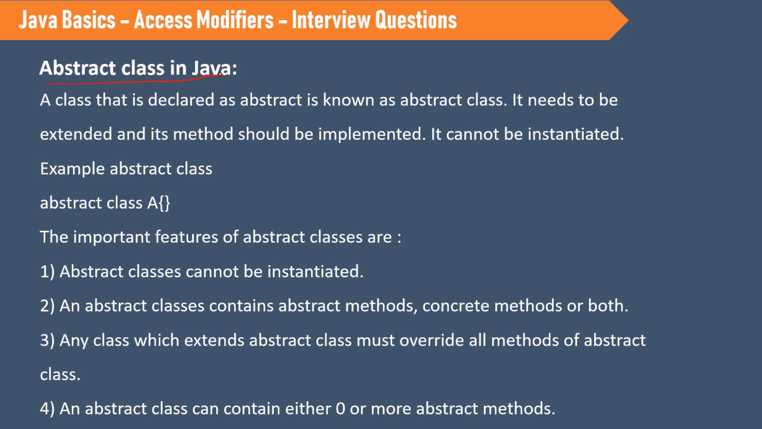So what is an abstract class in Java? A class that is declared as abstract is known as an abstract class. It needs to be extended and its methods should be implemented. It cannot be instantiated. We have already seen why. And the important features of abstract classes are: abstract classes cannot be instantiated. An abstract class contains abstract methods, concrete methods, or both. Any class which extends an abstract class must override all abstract methods of the abstract class. An abstract class can contain 0 or more abstract methods.